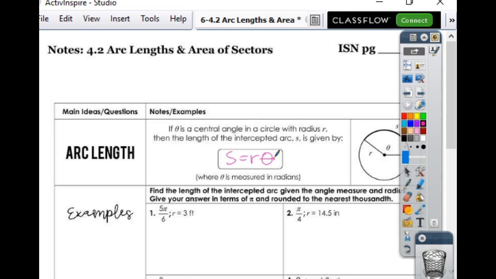Okay, so the arc length is going to be r theta. And the theta has to be in radians. If you're given the theta in degrees, you have to multiply by pi over 180. So degrees to radians, you have to multiply by pi over 180.